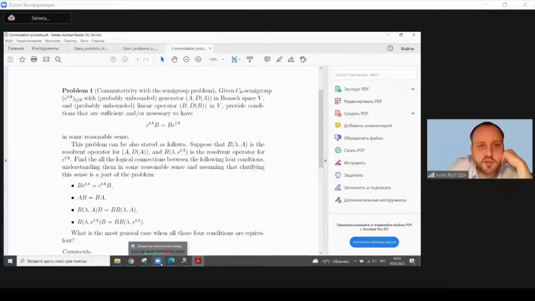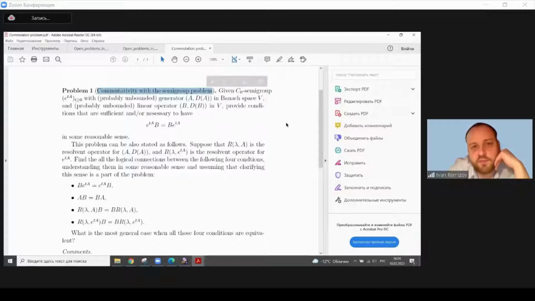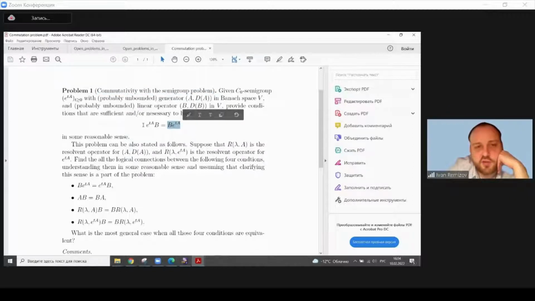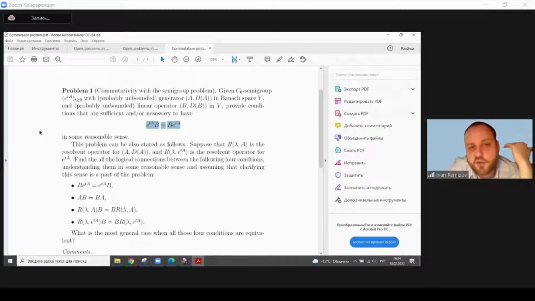Okay, so I call this commutativity with the semigroup problem. And the problem is as follows. How can we establish the commutativity with a semigroup? Suppose operator A generates C0 semigroup. Suppose operator B is some other operator. Do they commute or not? How one can prove it?